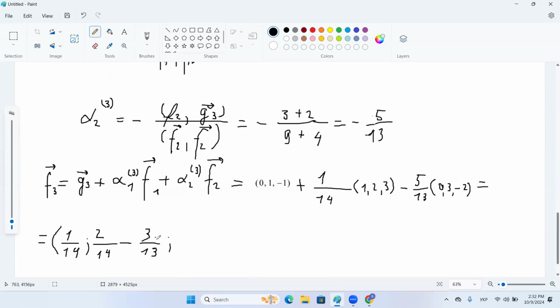And 3 divided by 14 plus 10 divided by 13. Okay, so let's just entertain. If I'm not mistaken, let's quickly calculate 13 by 14. So 182.